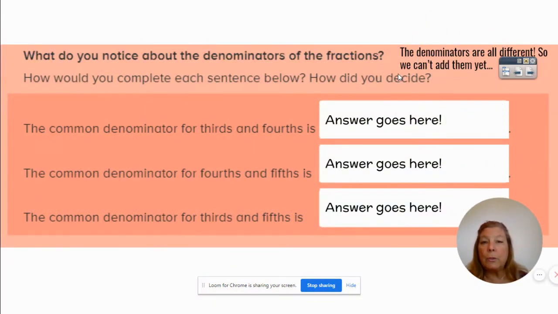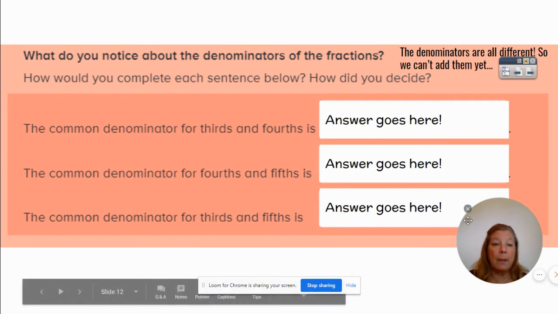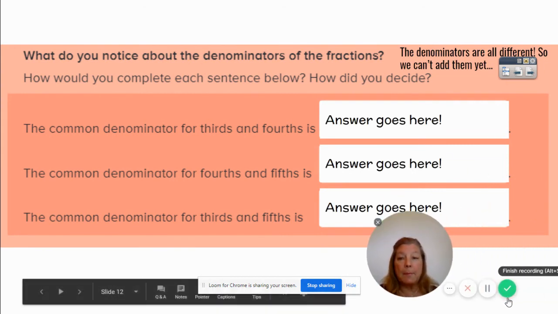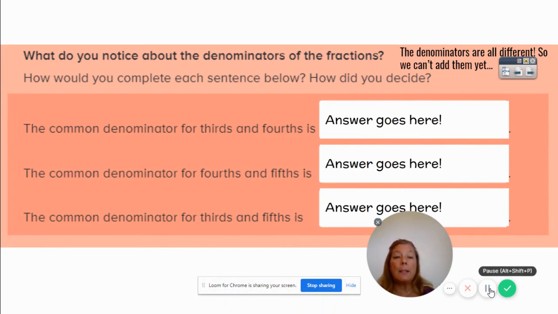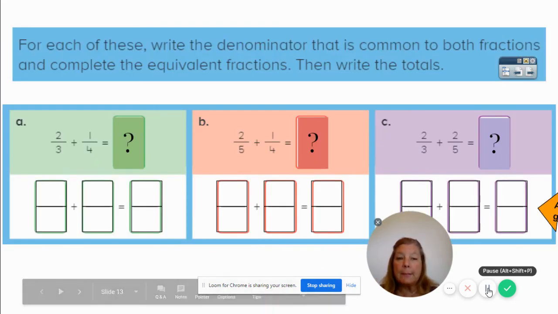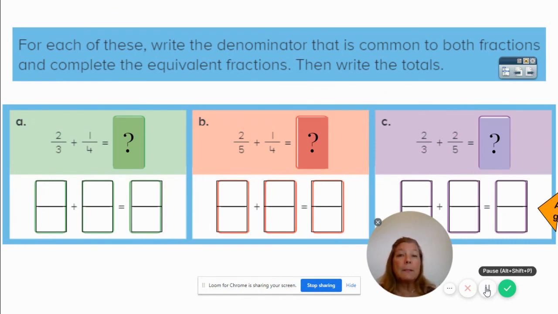And you're going to notice, what do you notice about the denominators of the fractions? We know that the denominators are all different, so we can't add them together yet. So think about how you can complete each sentence below and put your answers in the box. Okay, stop and think before you type it in there. Remember, you cannot add or subtract fractions unless the denominators are the same. You've got to find that common denominator. Once you've completed the previous slide, you're going to stop, and the rest is going to be discussed during small group. Make sure you have it ready. Good luck.